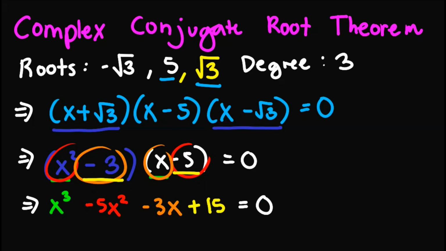We have found a polynomial equation of degree 3 that contains the given roots plus this by the complex conjugate root theorem. And so that is how we apply the complex conjugate root theorem. It's very helpful in finding the polynomial equation given the roots that involve complex numbers and radicals.